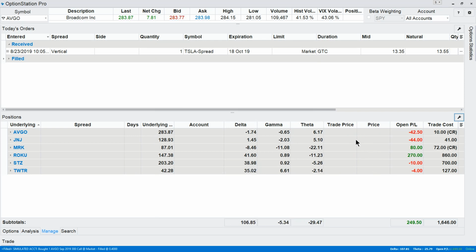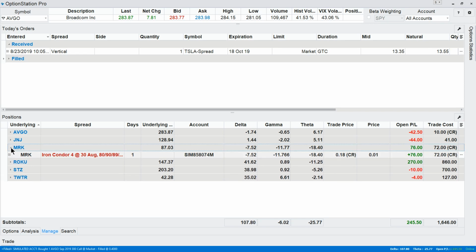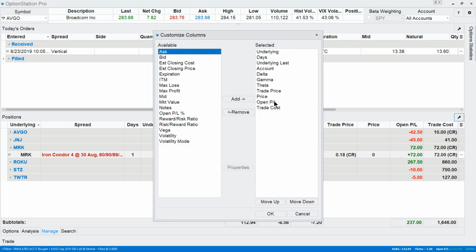Okay, so I guess, oh, okay, I know what it is. I need to look at it inside. Yes, so here, I did it right the first time. Let me remove price. We don't need that one.